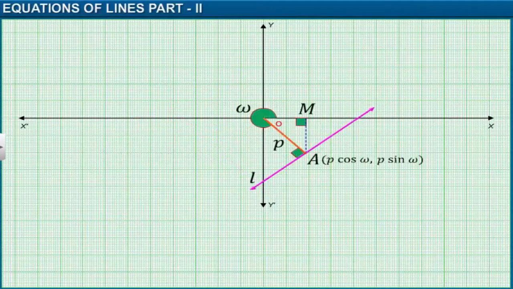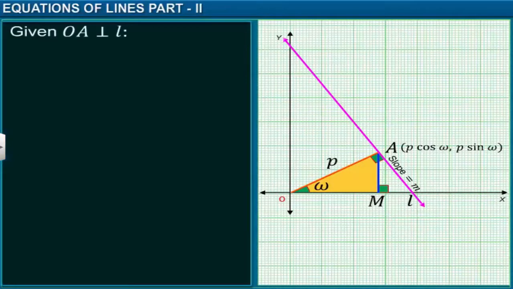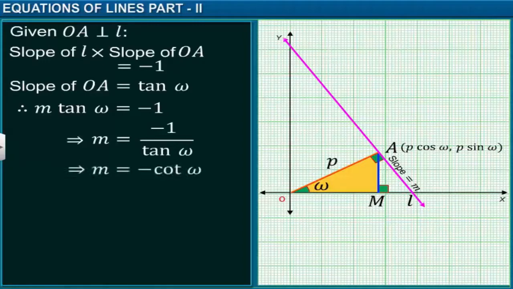Now that we know the coordinates of a point on line L, we can find its equation if we know its slope using the point-slope form. Let M be the slope of the given line L. Since OA is perpendicular to line L, the product of their slopes is equal to -1. Given that the inclination of normal OA is omega, its slope is equal to tan omega. Thus we can say that M into tan omega is equal to -1. This implies that the slope is equal to minus cos omega upon sin omega.